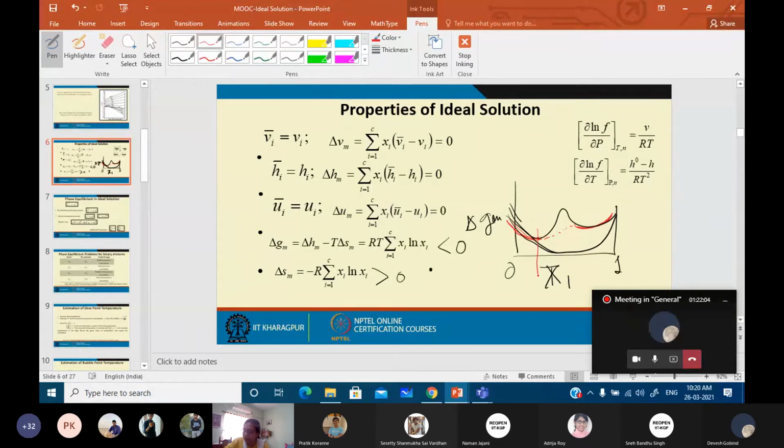That's why from this region to this region, the two liquids do not mix. Rather, they prefer to remain as two separate layers. And under that condition, the Gibbs free energy is lower.